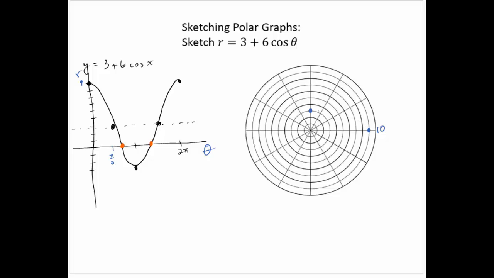And I know that the radius is decreasing, but don't draw a line, because this isn't a linear curve. Instead, draw a smooth, sort of circular curve. Now, what happens between pi over 2 and pi? Well, somewhere between pi over 2 and pi, the radius goes to 0. So the radius has got to go to 0.